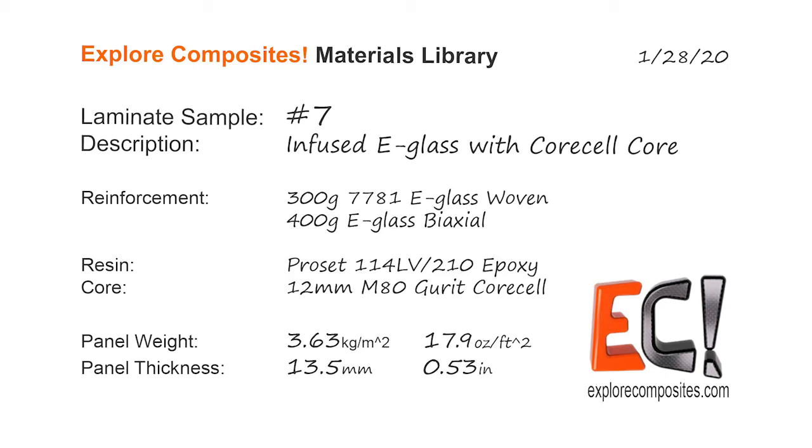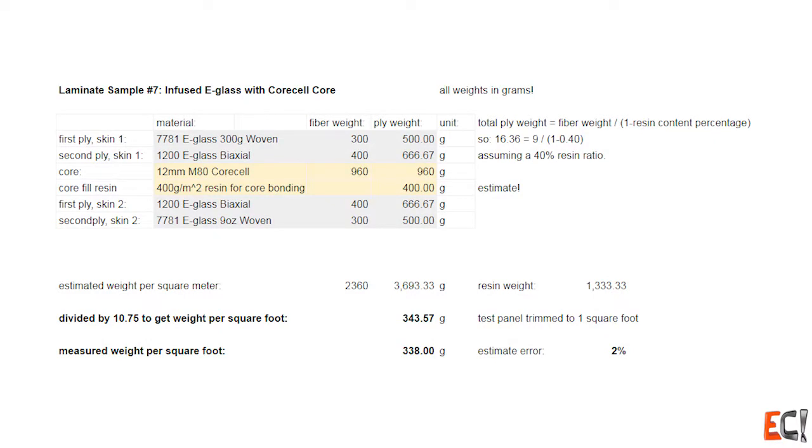This is laminate sample number 7. This one's infused E-glass with a Corecell core. And here's the laminate schedule. It's 12 millimeter core with some tight woven on the faces and 12 ounce biaxial in against the core.